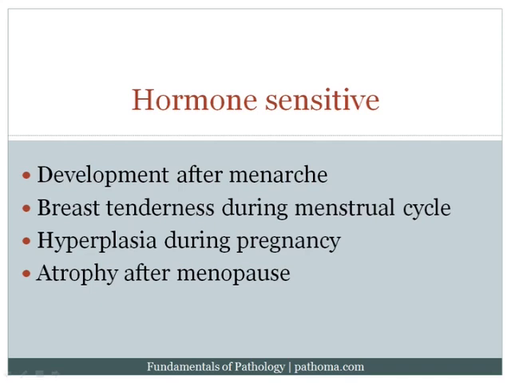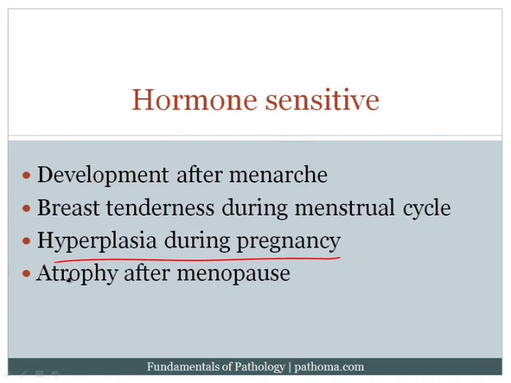Another important consequence of the breast being hormone sensitive is that there's breast tenderness during the menstrual cycle. So that's another sign of the breast being hormone sensitive. Another consequence is that there's hyperplasia during pregnancy. Remember that during pregnancy there's a lot of estrogen and progesterone produced. You can go back to normal physiology and remind yourself that the corpus luteum produces a ton of estrogen and progesterone in the very first about 10 weeks of pregnancy. And then after that, the placenta produces progesterone, and the fetal placental unit produces estrogen.